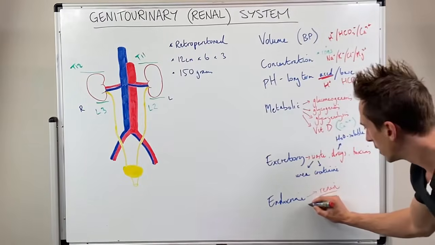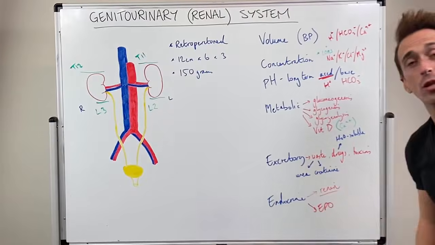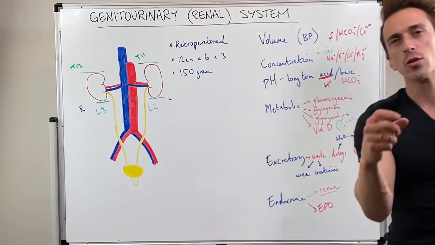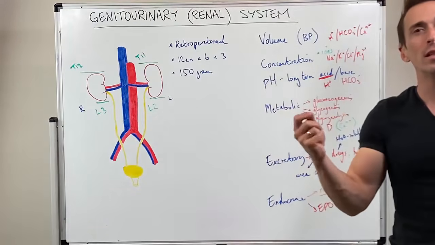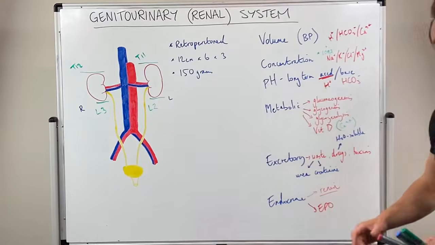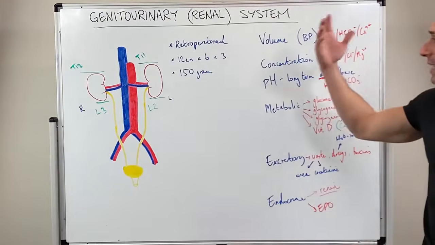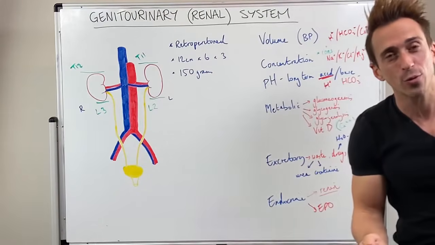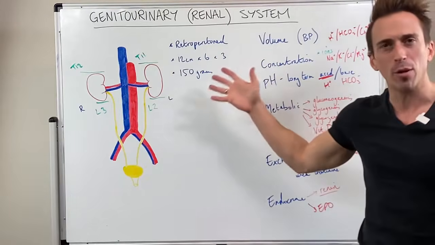And another endocrine function is that of EPO, which is erythropoietin. Erythro means red, so an erythrocyte is a red blood cell. Erythropoietin, poiesis, to create. Erythropoietin is the production of red blood cells. So the kidneys play a really important role in controlling how many red blood cells you are producing in the body. Why? Because the kidneys are very metabolically hungry.